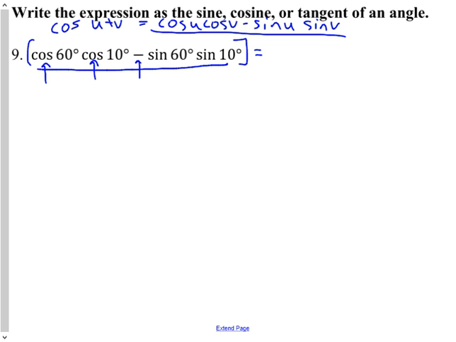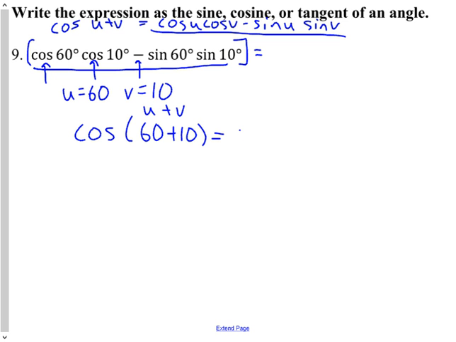This matches here. So u is 60, v is 10. Plugging it back into cosine of u plus v, we get cosine of 60 plus 10, gives us cosine of 70 degrees. A little bit of a tricky one, but you're working the other way. We're working from the right side of our equation to the left, and that one gave us cosine of 70 degrees.